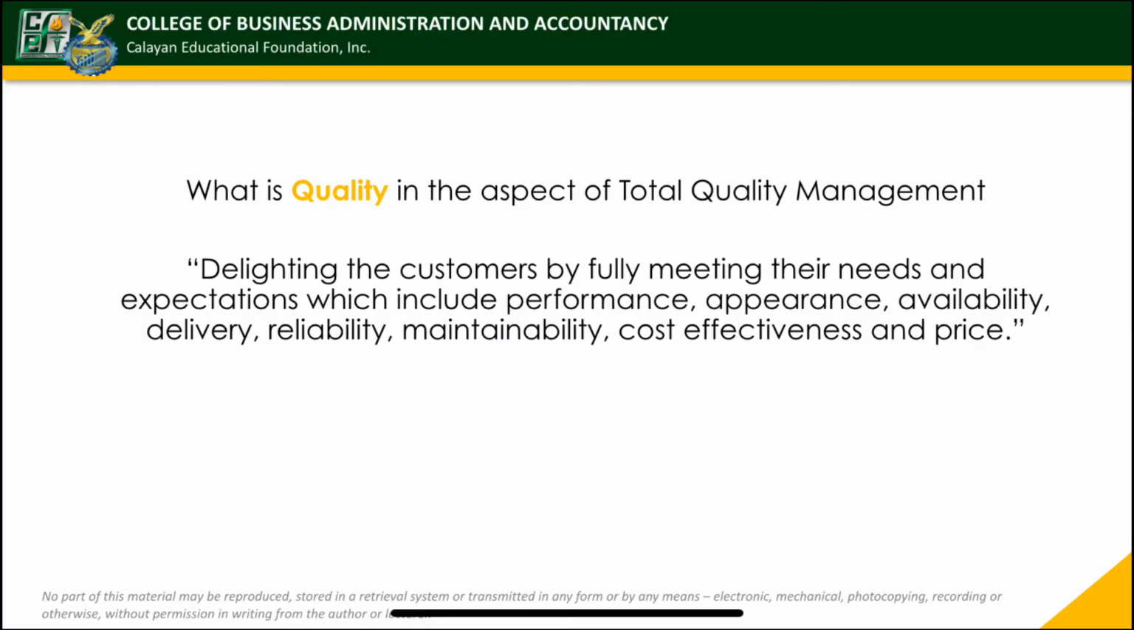On the other hand, we should also answer what is quality in the aspect of total quality management. A simple answer is by delighting the customers by fully meeting their needs and expectations, which include performance, appearance, availability, delivery, reliability, maintainability, cost effectiveness, and price. Generally speaking, we are talking about the total satisfaction that sums up his pleasure about the product and service that can be served as proof of loyalty among customers.